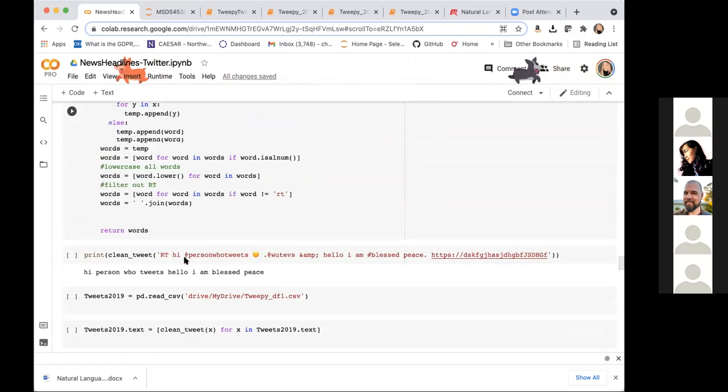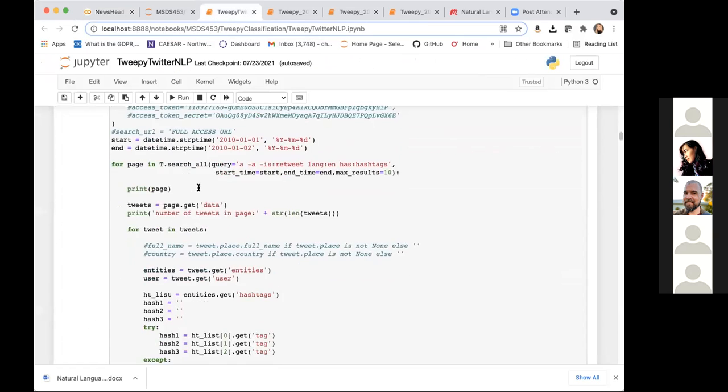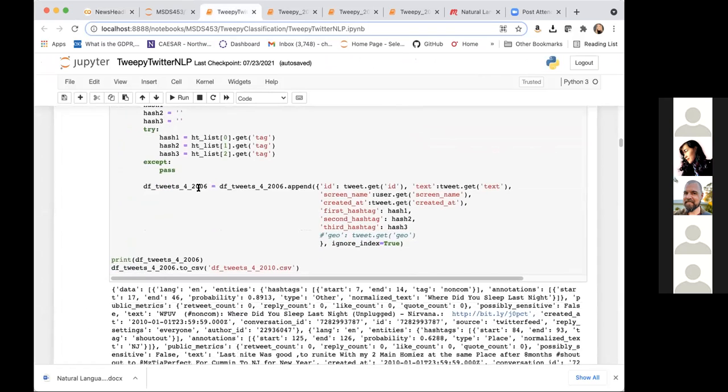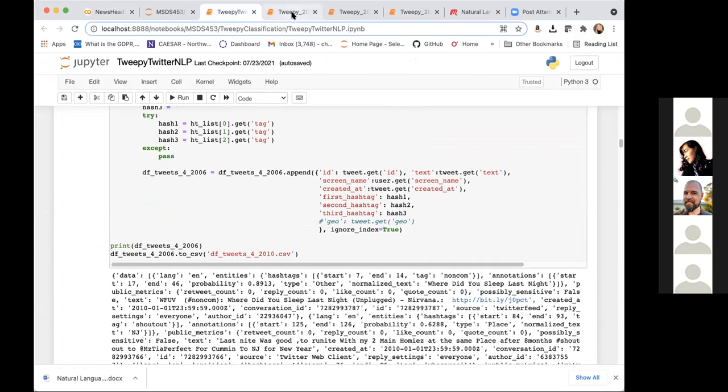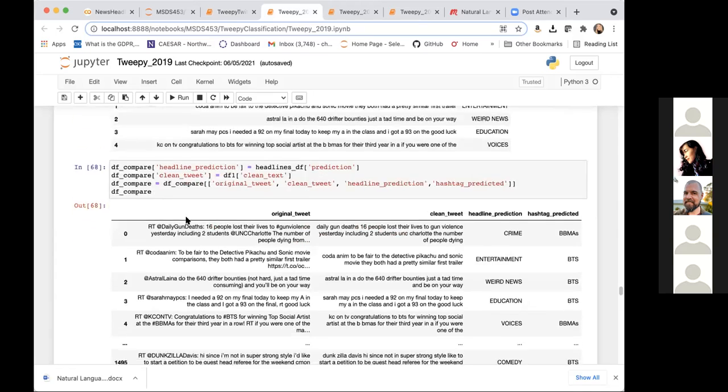So I saved this model and went back over to Jupyter. And that is the wrong tab. That's what happens when I have a million tabs open at all times.